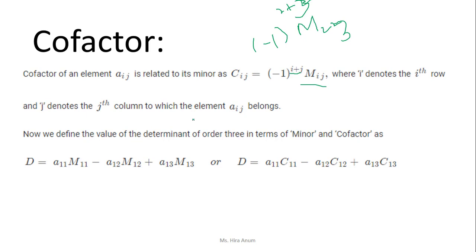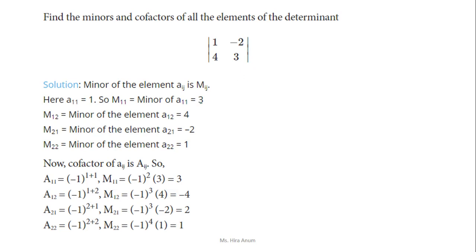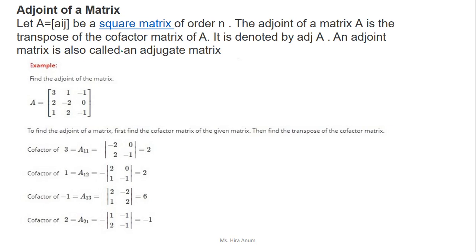You can see this like this. You are finding the minor for this. A12 minus is minus 3. You are finding A12 minus this, minus 46. 1 plus 2 is 3. Minus 1 to the power of 3 is minus, which is multiplied with the minor, which becomes positive 46. Similarly, you can find minors and cofactors, and the adjoint of the matrices.